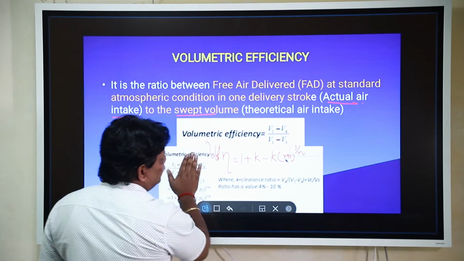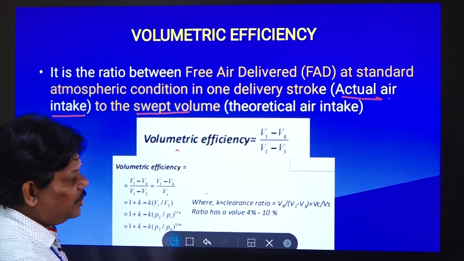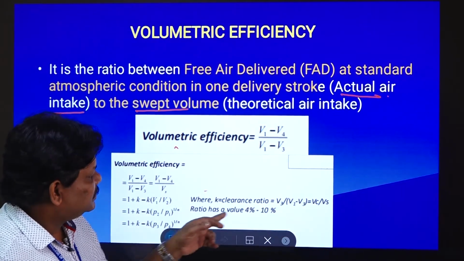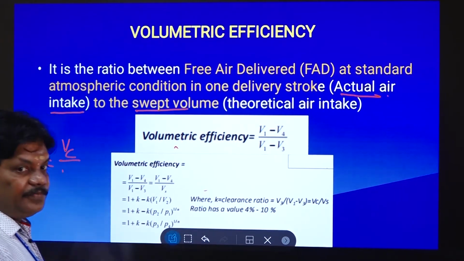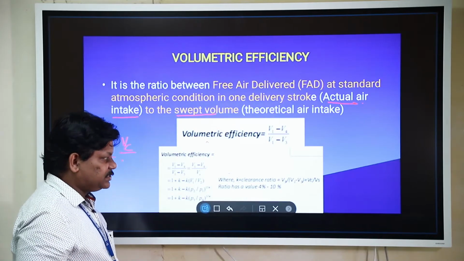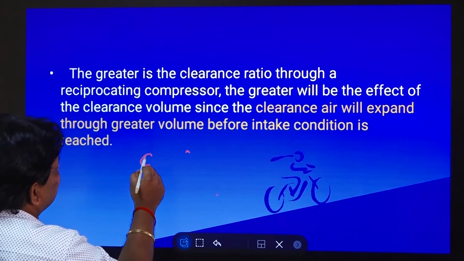Okay. So you can see here K is the clearance ratio, that is V3 by (V1 minus V3), which is equal to Vc by Vs, and has a value of around 4 to 10 percent. Okay. So the greater the clearance ratio.